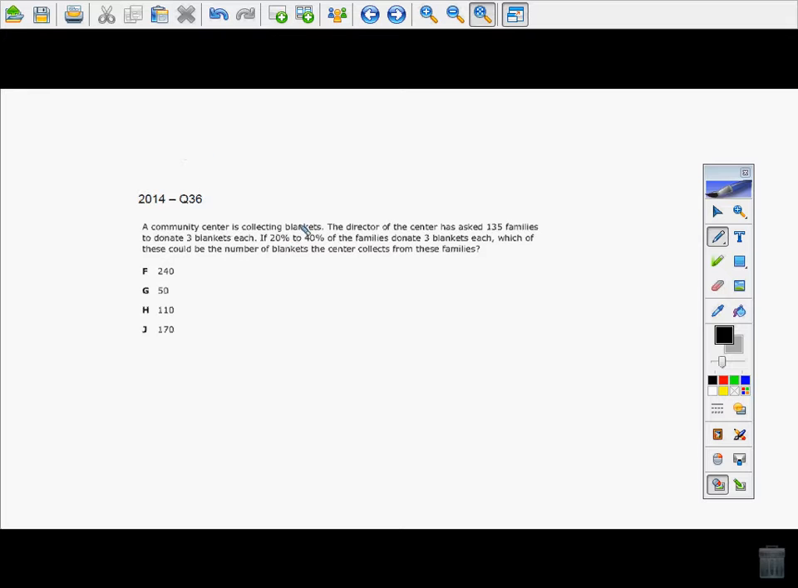A community center is collecting blankets. The director of the center has asked 135 families to donate 3 blankets each. So we want 3 blankets from each family who responds okay. So we have a total of 135 families, and if 20% to 40% of the families donate 3 blankets each, which of these could be the number of blankets the center collects from these families?